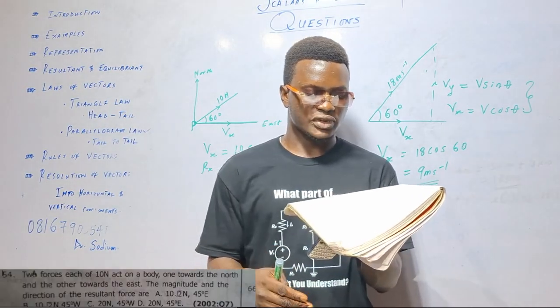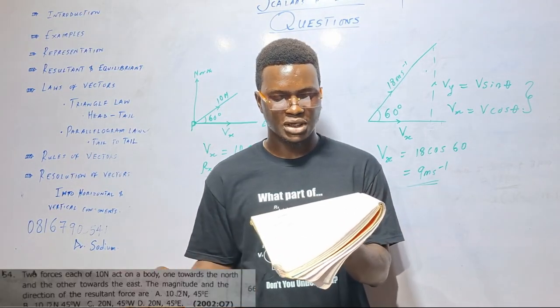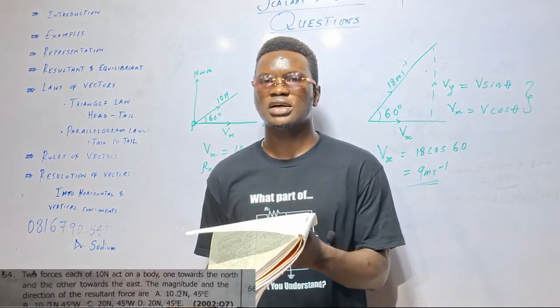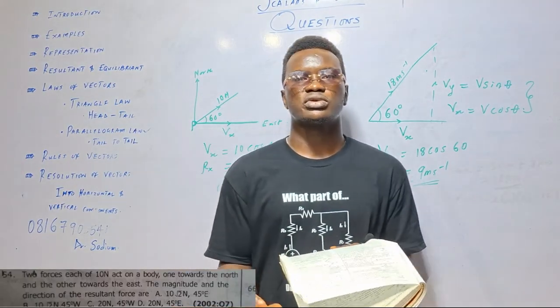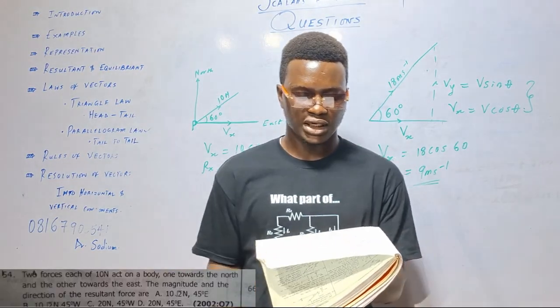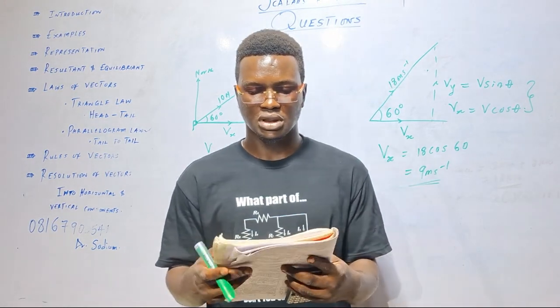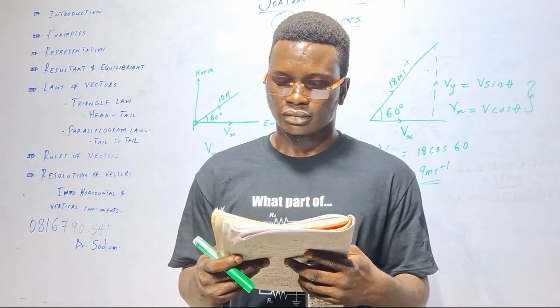Two forces each of 10 Newton act on a body, one towards the north and the other towards the east. The magnitude and direction of the resultant force is, you should be able to solve that. I solved it already. We've solved several examples that look like that. So solve that, 54. Leave your answer in the comment section and let me know what you get.